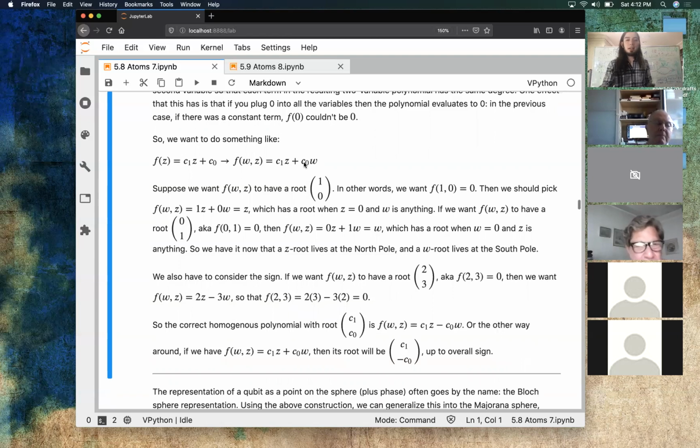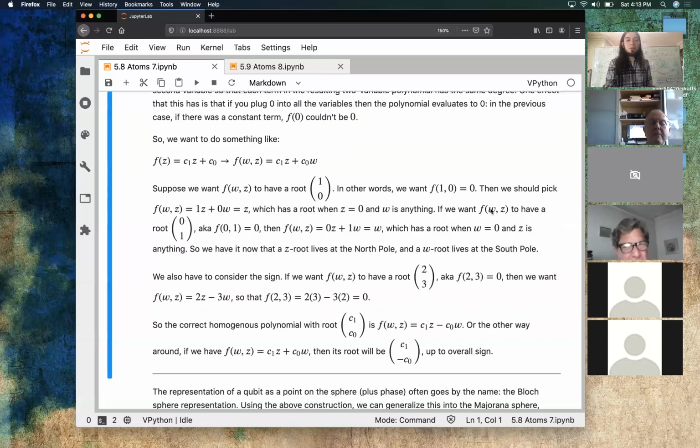And here's how you can think about it. If we want f of w, z to have a root 1, 0, that's just saying that when we plug in 1, 0 into that polynomial, we want 0 to come out. And so we could get that. We take 1z plus 0w, which is just z. That has a root when z equals 0, and w can be anything.